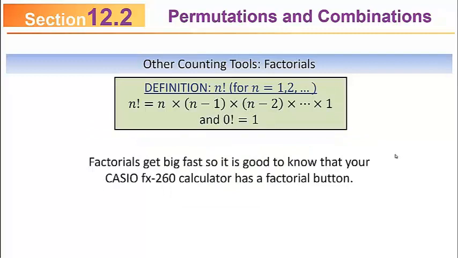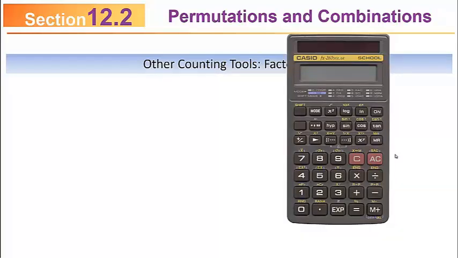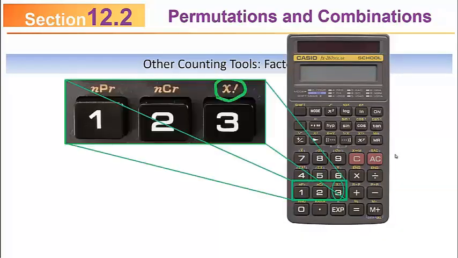Now, you can play with this, but you probably can see just by the definition that factorials can get big really fast. So it's nice to know that your Casio FX260 does have a factorial button. If you look at your calculator, the factorial button is above the number 3 on the calculator. So that means you have to press Shift to get to it.